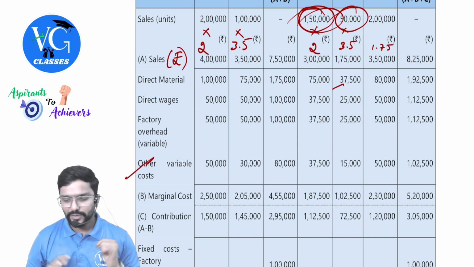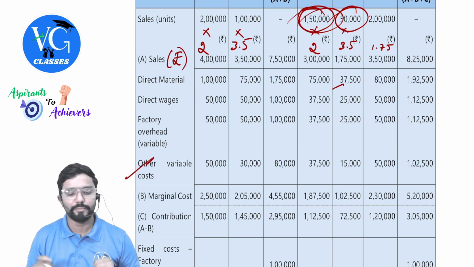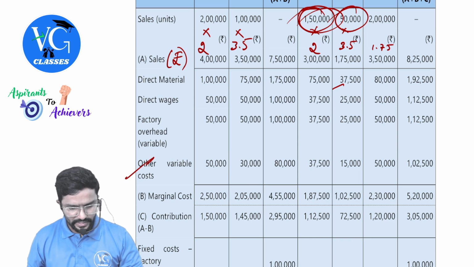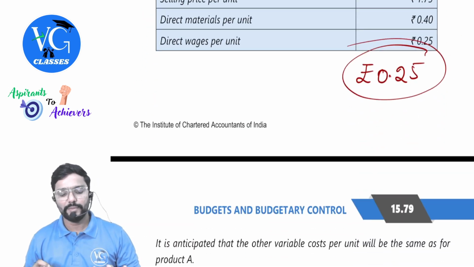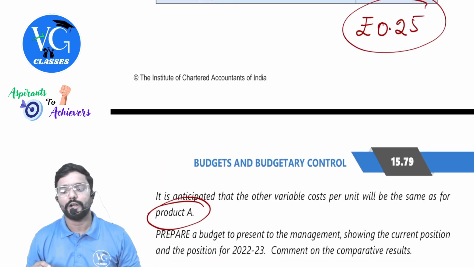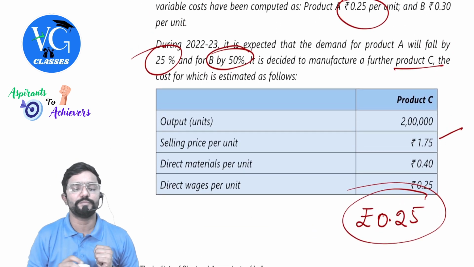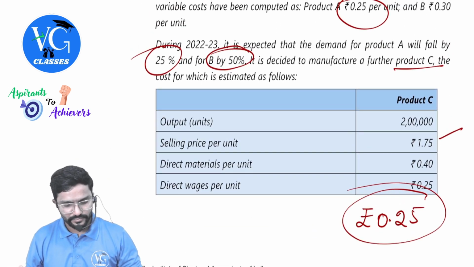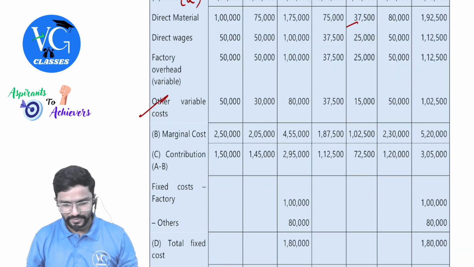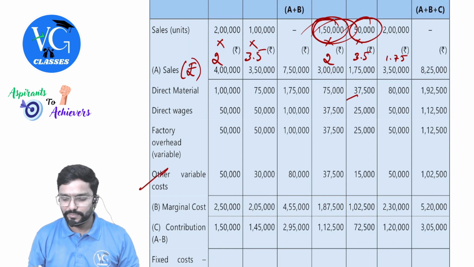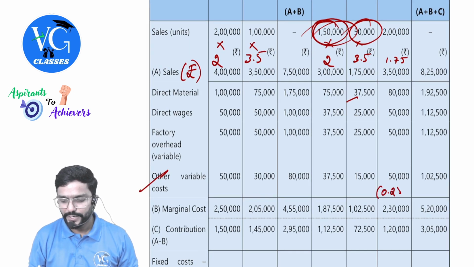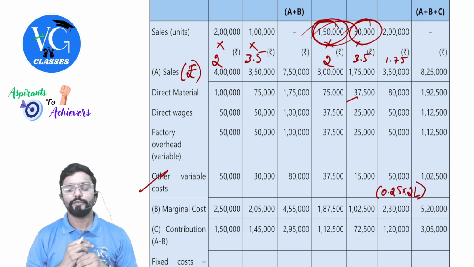Yes, sir. And other variable cost for C they told it is same like A or B. I think A, na? Product A. Yes, I had written here 0.25. Other variable cost is same like product A for C. How much is that? 0.25 rupees per unit. Okay. Yes. Other variable cost for C, please be careful. 0.25 into 2 lakh, 50,000.